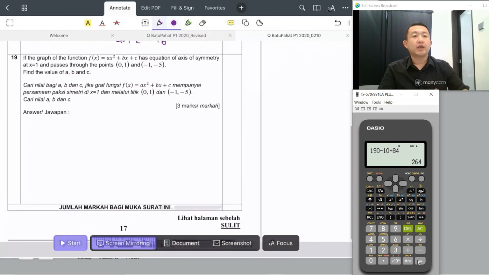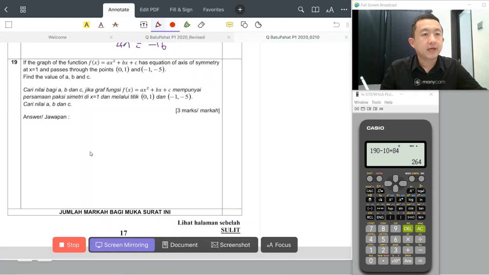And now we have a look at question 19. If the graph of the function f(x) equals ax squared plus bx plus c is a quadratic, and the equation for the axis of symmetry is x equals 1, passing through the points (0, 1) and also (negative 1, negative 5). Find the values for a, b, c.